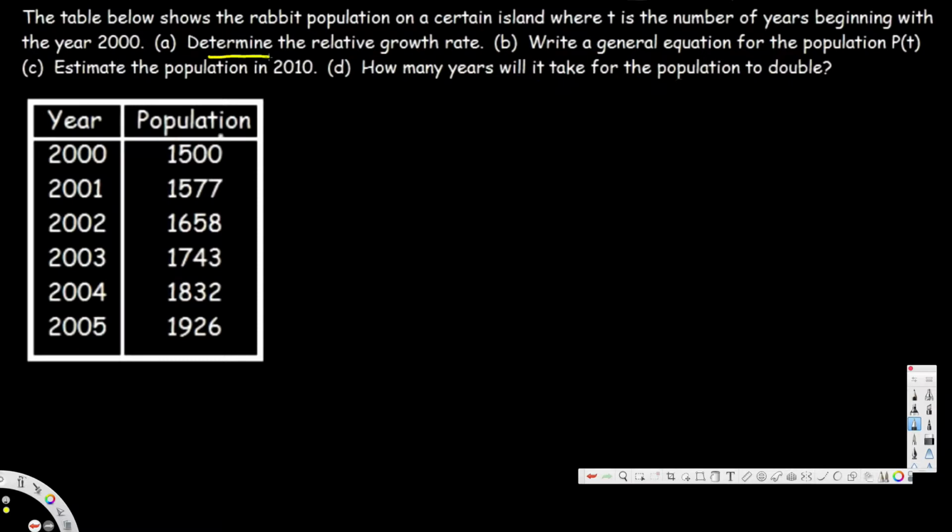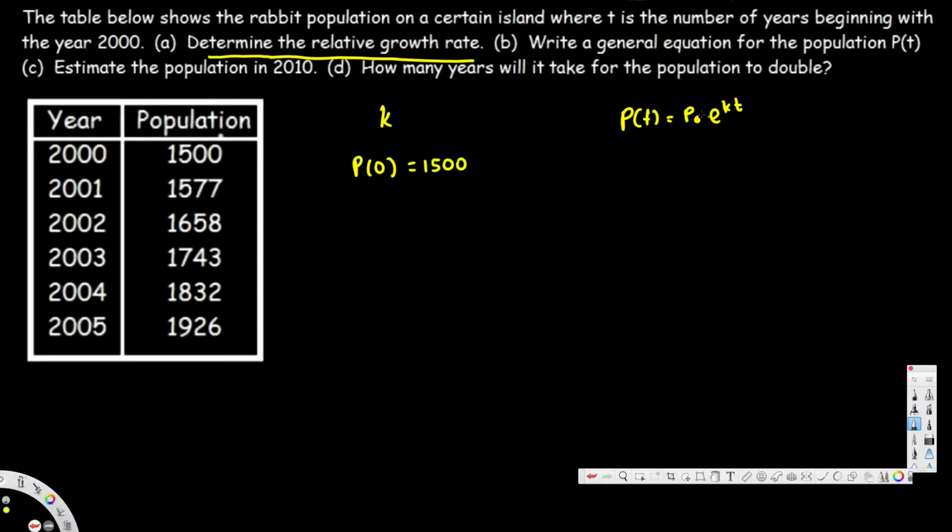Now let's look at the A part. A part is asking, determine the relative growth rate, that is k. First we have to know this equation, that is P of t is equal to P naught e power kt. Now to calculate k, we have to know P naught first. The initial year is 2000. So we know that at time 0, we have the population that is 1500. P of 0 is 1500.